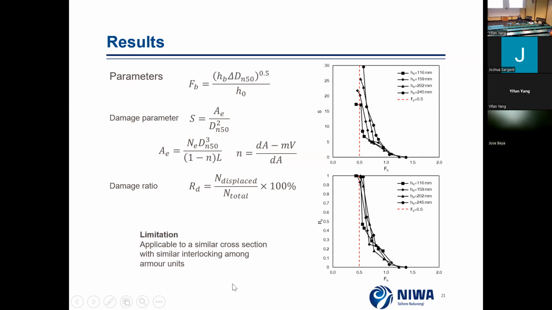And there are some limitations to our research. It's applicable to a similar cross-section with similar interlocking among armor units. And in the future, we'll need to do more experiments with different breakwater profiles. And we can also use other parameters to quantify the damage to the armor layer, as well as the sheltered blocks.